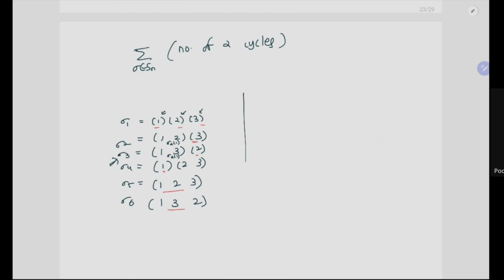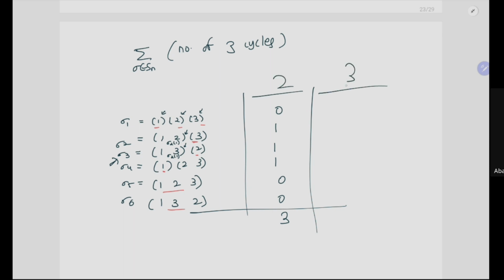Here the number of 2-cycles is 0. Here it is 1. Here the number of 2-cycles means the cardinality of each cycle. Here again it is 1, here again it is 1, and here it is 0. So in total it is 3. And if it was 3-cycles, it would be 1, 1, and the rest 0, so 2.